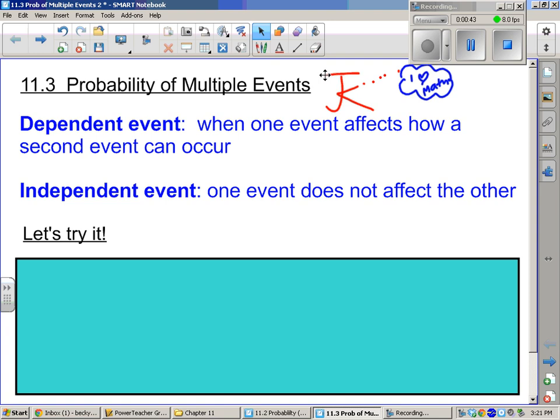For instance, socks out of the drawer. I want to take the same color socks out of there. So if I take a black one, I don't want to take a blue one. And if you take a black one out, there are less black ones to choose from. True. So what happens first affects what happens second. Right on. Versus independent event.